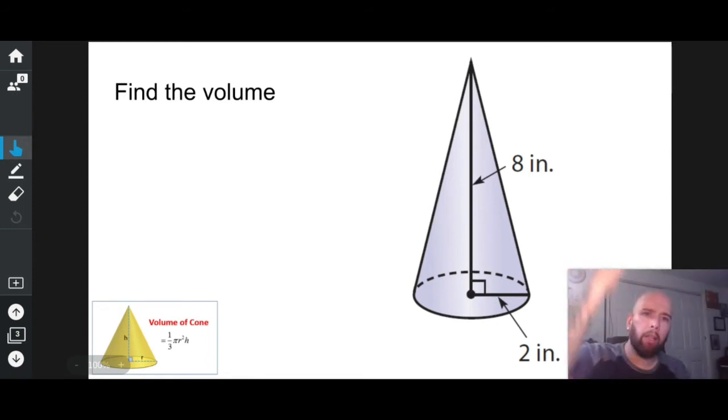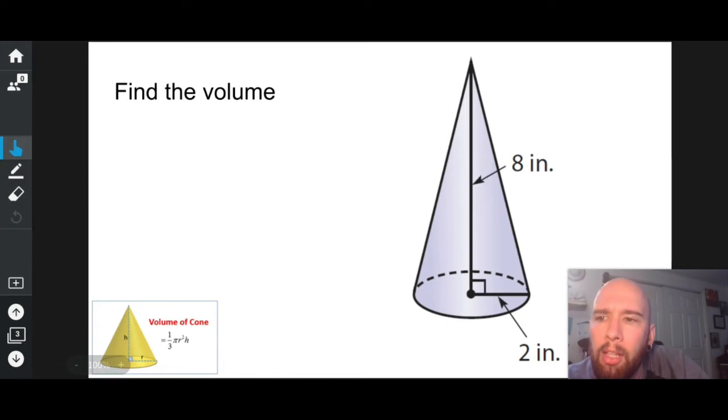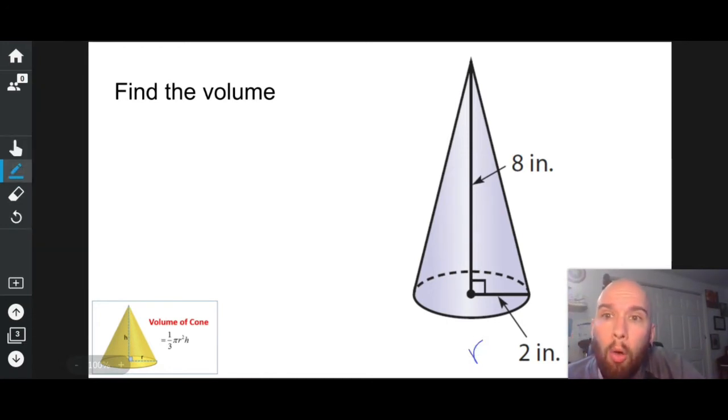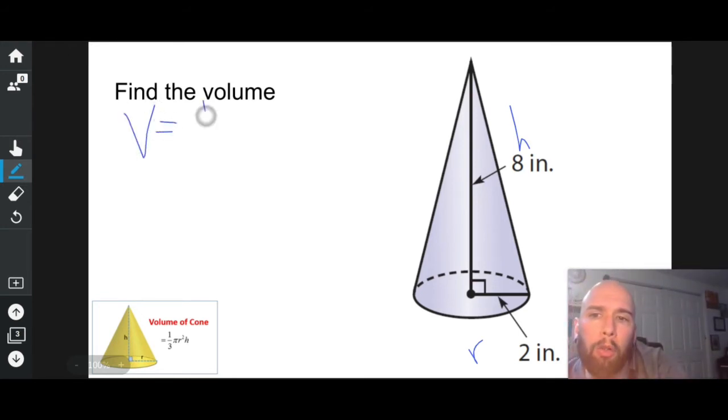Okay, I have a regular old cone. I'm given my radius right there. That's the eraser, so let me try the pen. That's my radius right there. It doesn't go all the way across. That's my height. My height is the number that goes straight up and down. Okay, and I'm going to write out my formula. V equals 1/3 pi r squared h.